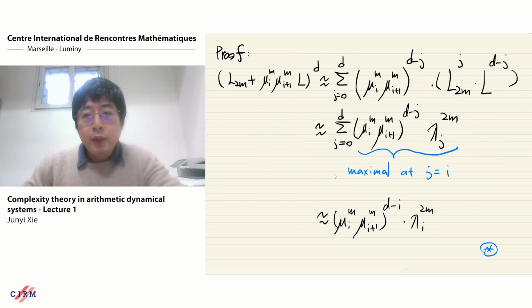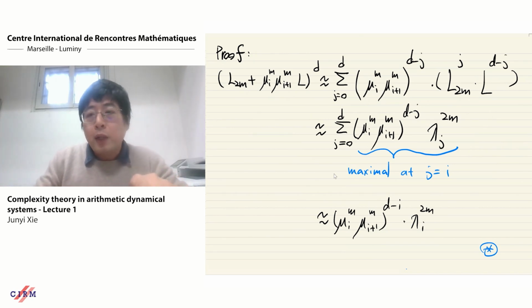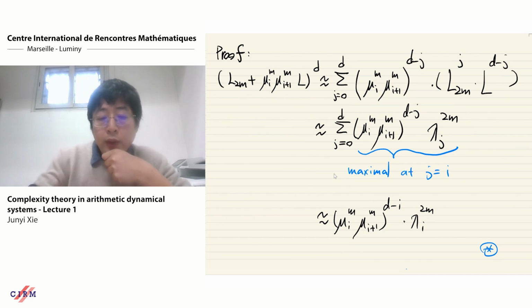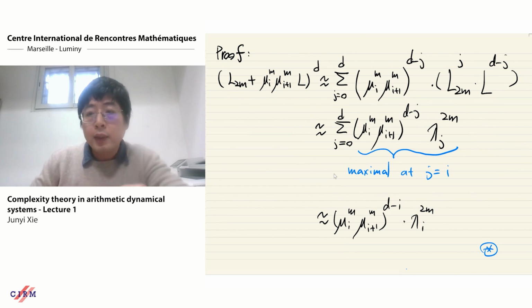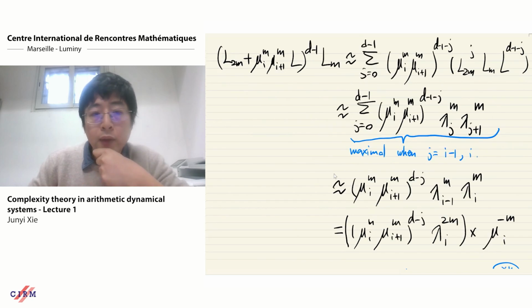And you can see here is the sum of d plus 1 terms, and it is almost equal to its maximum term. You can achieve the maximum at the term j equal to i. So it is almost this number: mu_i(m) mu_{i+1}(m)^{d-1} lambda_i(m). And we call this equality star.